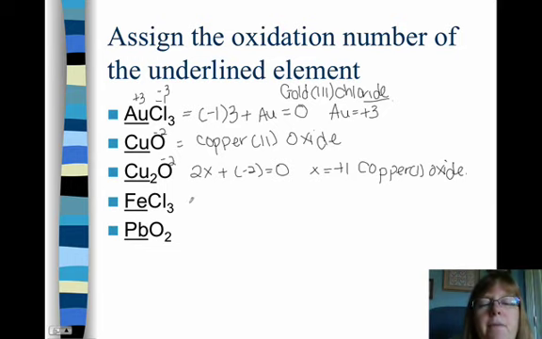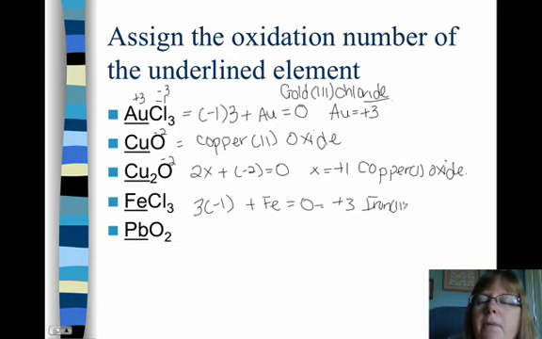All right, here we go. This one shouldn't be too bad. Okay, we have 3 chlorines, and each chlorine is -1, plus whatever iron's charge is going to equal 0. And so we find out that iron is a positive 3 charge. The name of this would be iron 3 chloride.